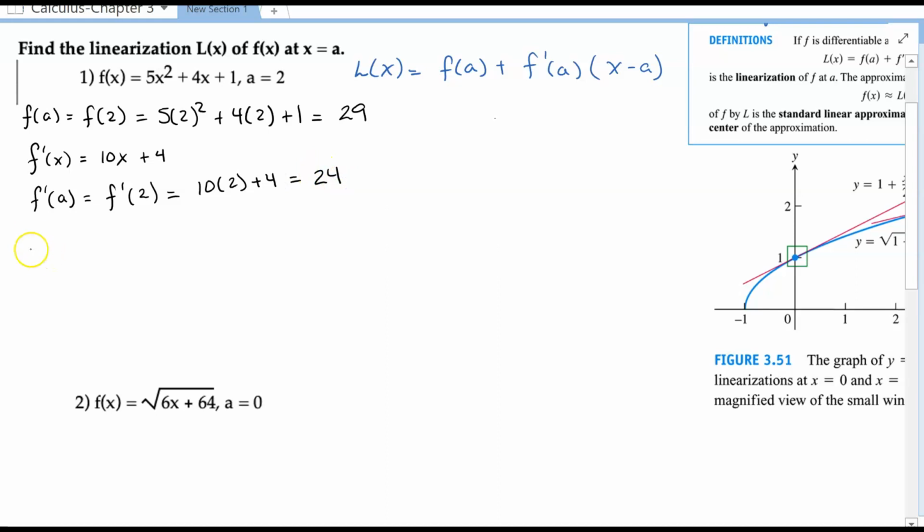Now I'm ready to find my linearization L of x. Okay? So that's going to be f of a, which I found to be 29 from up above. All right?